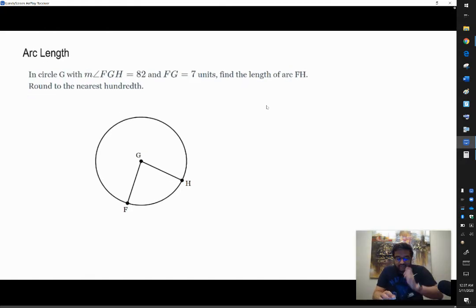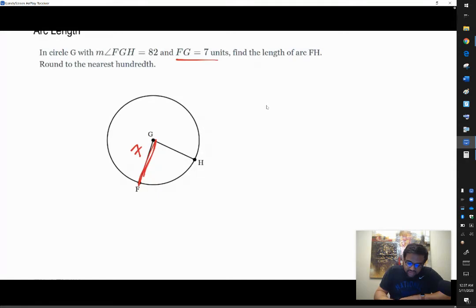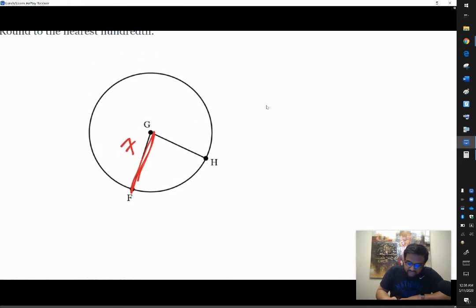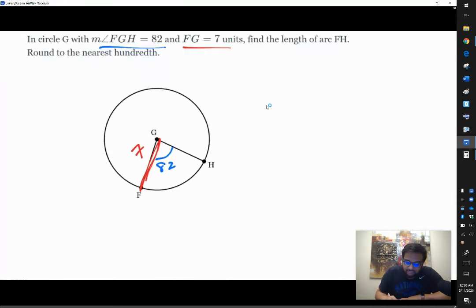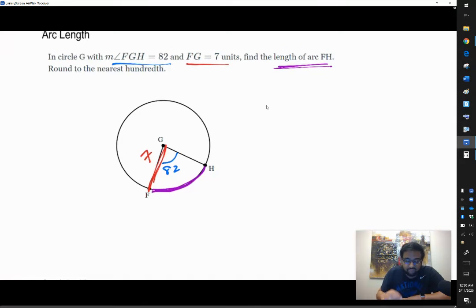In a circle with angle FGH being 82 degrees and FG being 7, let's go ahead and label those. FG is 7. That's this length, which you'll notice is a radius. And FGH, this angle here, whose vertex is G, so F to G to H, would be 82 degrees. Find the length of arc FH. So we're looking for arc length. The measure, even though it doesn't ask, I just want to emphasize this, the measure of arc FH would also be 82 degrees. It's 82 out of the full 360. The angle there and that arc have that relationship. But we don't want the measure, we want the length. So we're going to find how long this actually is.